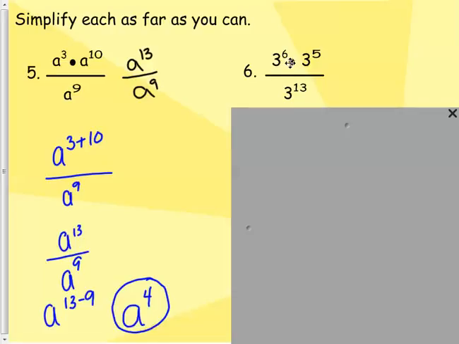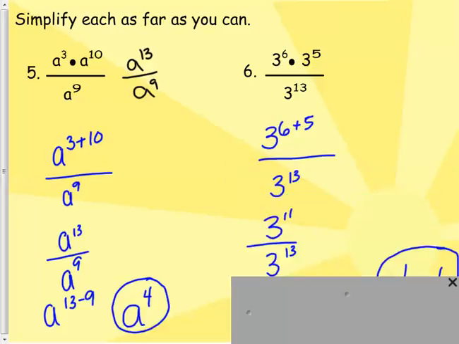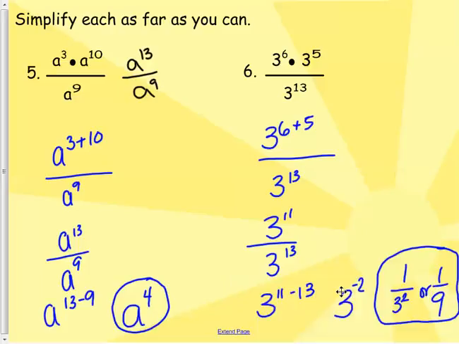Okay, make sure that you're checking your work. 3 to the 6th power plus 5 would be 3 to the 11th. And then we're dividing by 13, so that means that there are 2 3's still at the bottom. So 3 to the -2, when you take 11 minus 13, you get -2, would go on bottom. If they ask you to simplify each as far as you can, you have to take it all the way to 1/9.